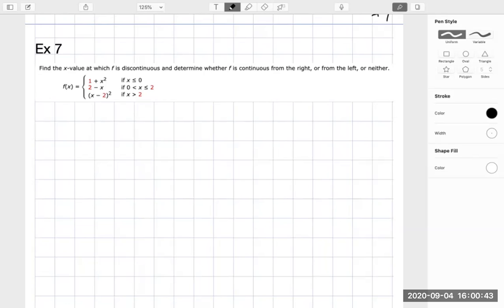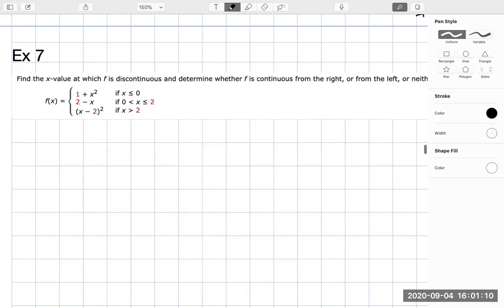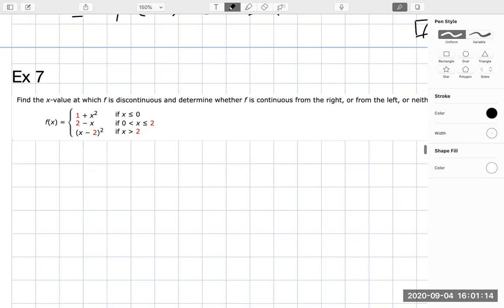Could you like zoom in a little? I can't see it. You cannot see it? Yeah, can you zoom in a little? I'm sorry, I cannot hear you. Oh, zoom it in. Okay. Is it better? Yeah, that's fine.